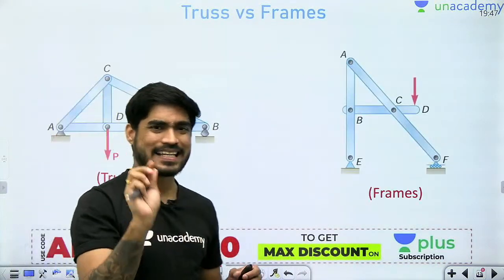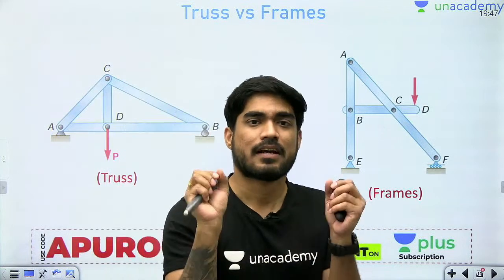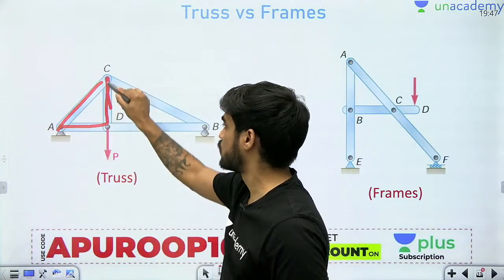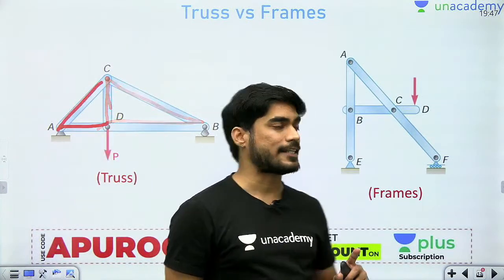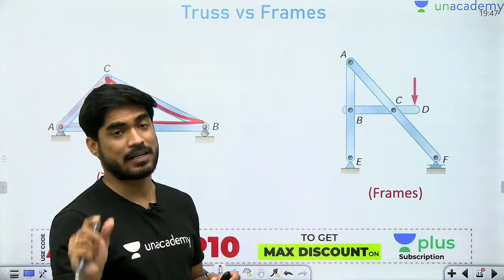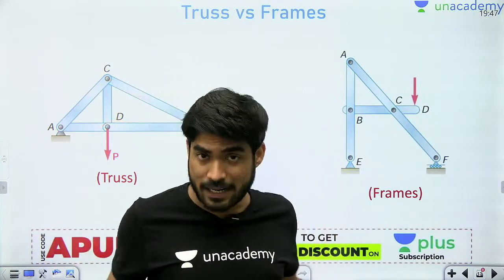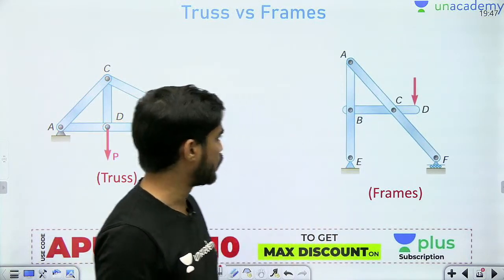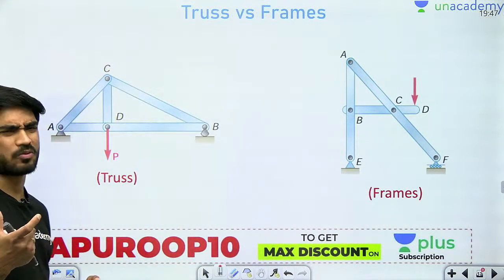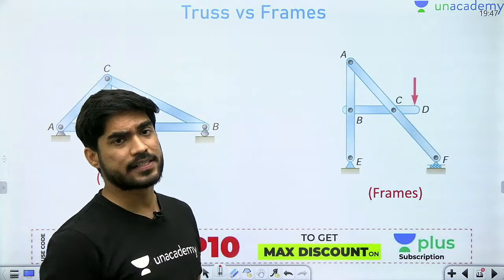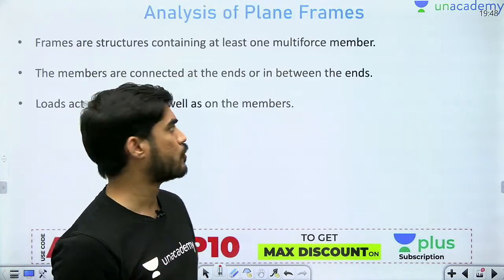Truss और frames का ये सबसे important difference clear हुआ? ट्रस के केस में सारे मेंबर्स टू फोर्स मेंबर्स होते हैं, बट फ्रेम के केस में एटलीस्ट एक मेंबर मल्टी फोर्स मेंबर होता है. एक से ज्यादा भी हो सकते हैं, सारे भी हो सकते हैं, बट एटलीस्ट एक मल्टी फोर्स होगा. अब ये होता क्यों है? Why do you get multi-force members? So there are two reasons, okay, of getting multi-force member.